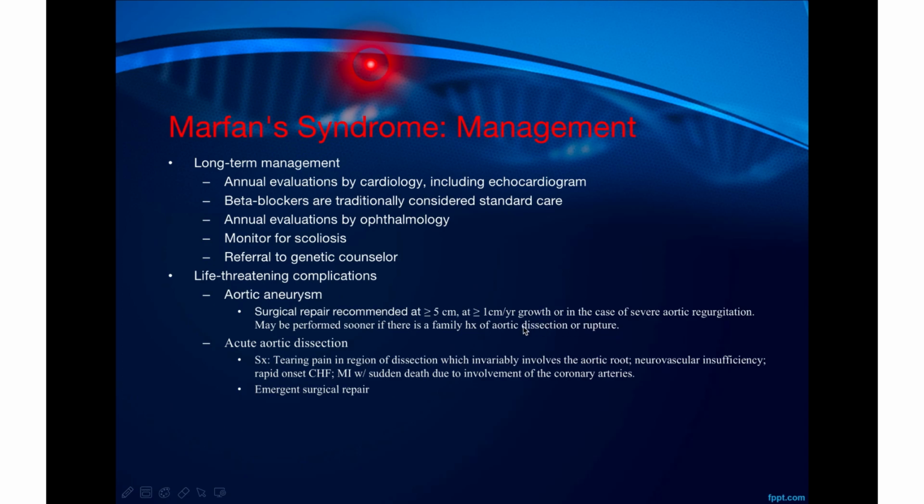Next, another life-threatening complication is going to be the acute aortic dissection. Signs are going to be tearing pain in the region of dissection, which invariably involves the aortic root, neurovascular insufficiency, rapid onset congestive heart failure, myocardial infarction, with sudden death due to involvement of the coronary arteries. And also, we know that the only treatment we can give in this case is to do an emergent surgical repair.